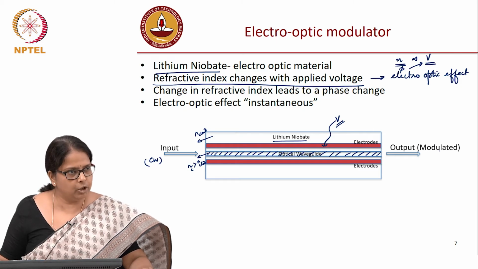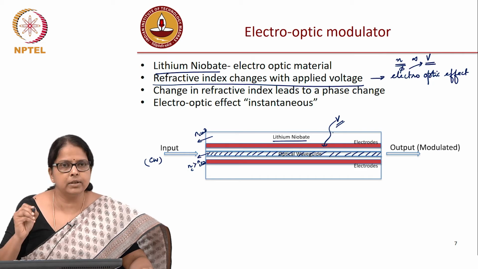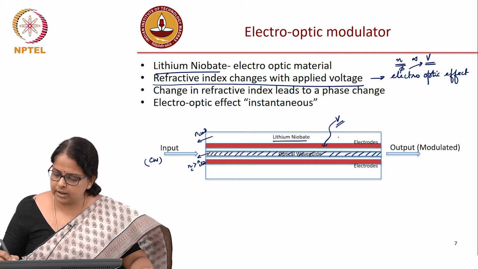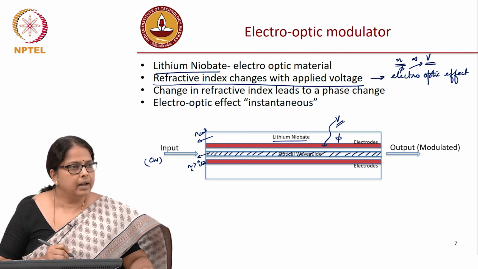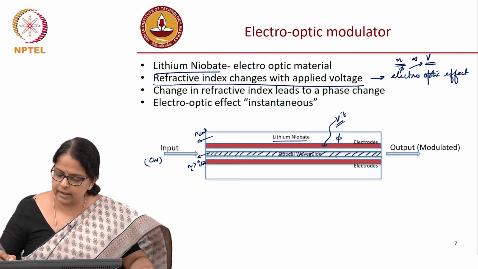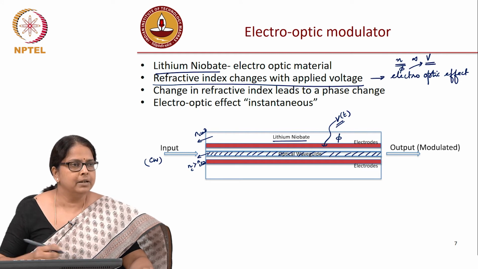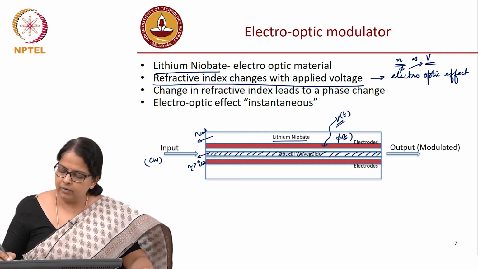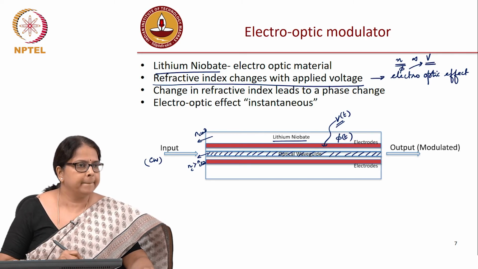Of course, this is phase modulated because all you did was apply a voltage. When you apply a voltage, this voltage changes the phase, and if this voltage changes as a function of time, the phase changes as a function of time. So, you get a modulation whose phase is dependent on the voltage that you apply.